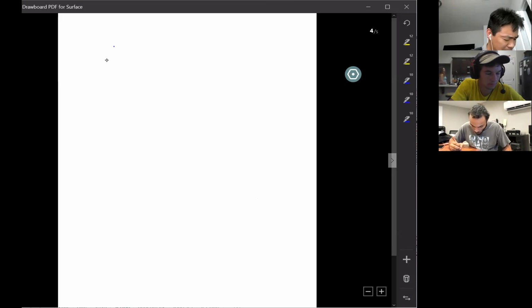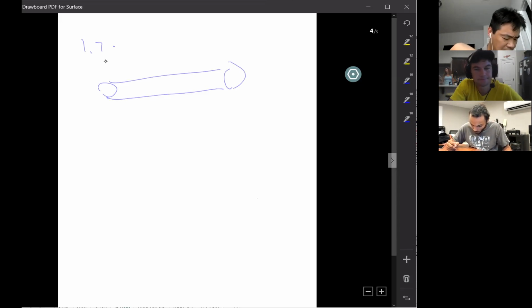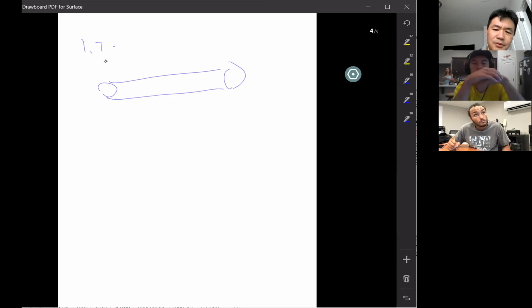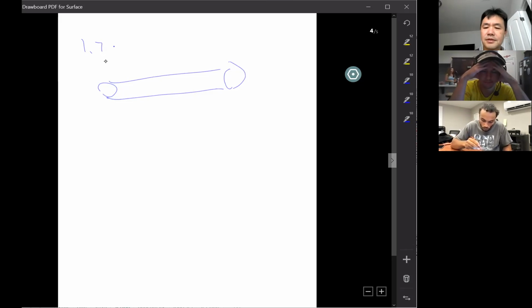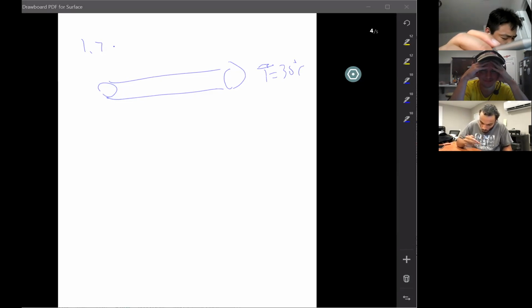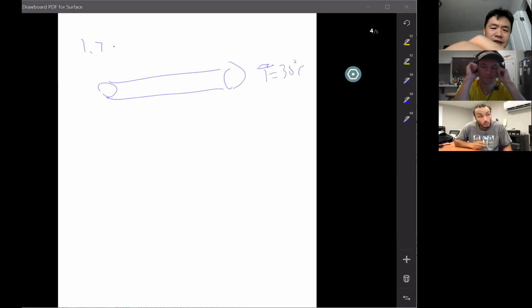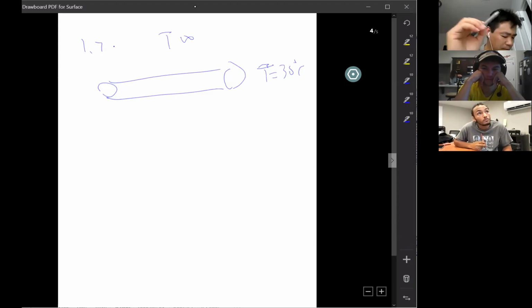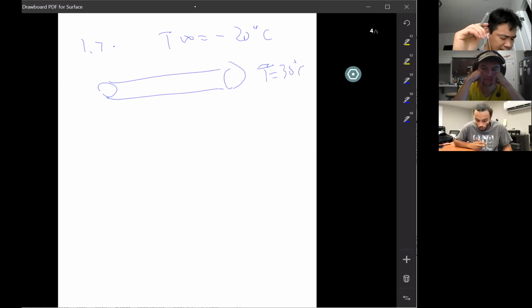So 1.7, what does it say? A 50 centimeter diameter pipeline in the Arctic carries hot oil at 30 degrees Celsius. Also similar to this problem. So the hot oil temperature is 30 Celsius. Surrounding temperature, T infinity, is negative 20 degrees C, a cold place. A special powder insulation, 5 centimeter.